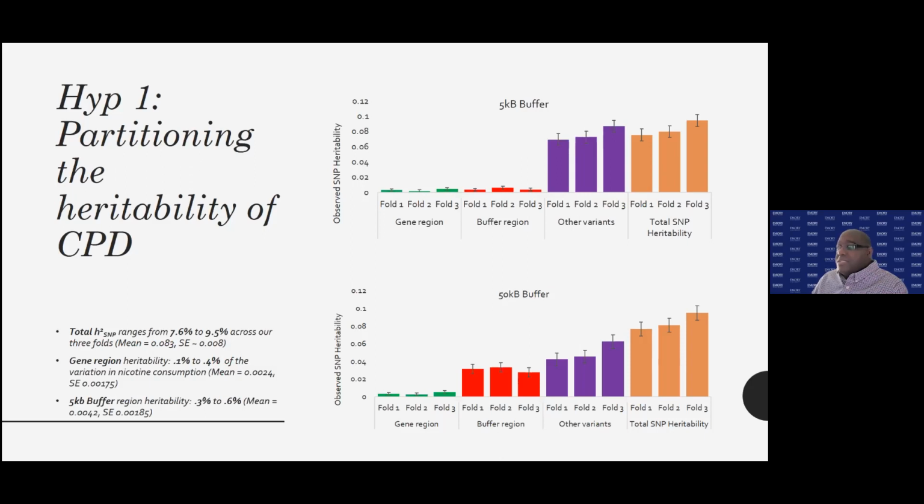So each set here that you're looking at, let me just come over here and highlight. You're really looking at this first group here, along with its surrounding buffer, and all other variation in the genome that existed. Then here we're showing in relation to the total. These three sum up to give you the total. Basically, we have replication of findings across the different folds that we conducted.